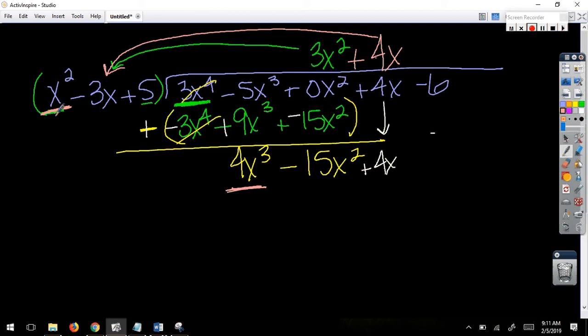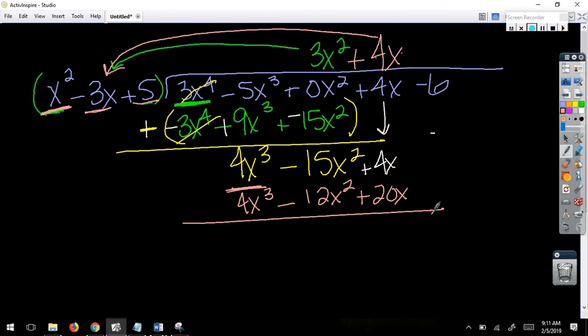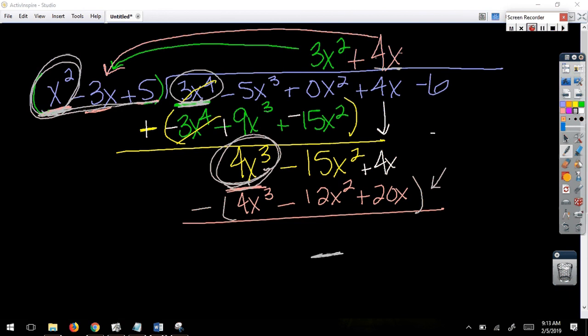4x times x squared is what? 4x times negative 3x. And 4x times 5. Subtract. Okay, let's hold up right here. I'm going to pause. Now, let's subtract.